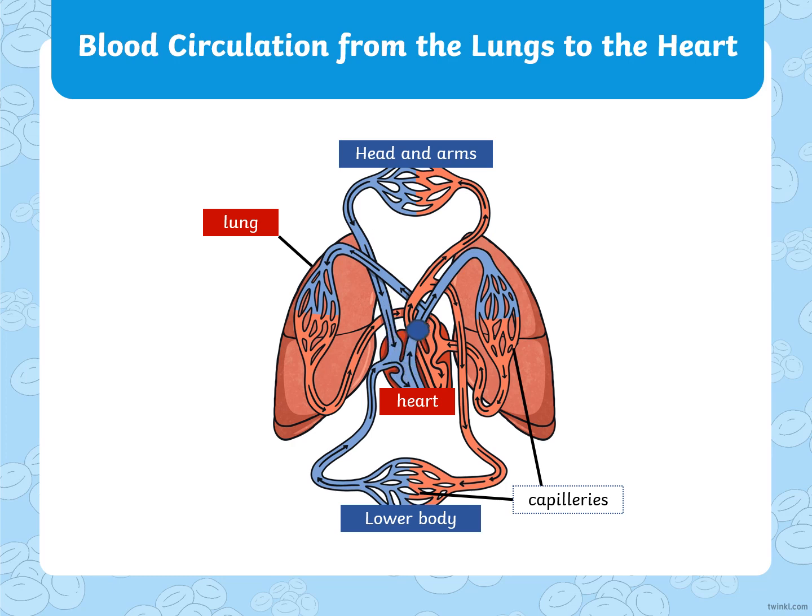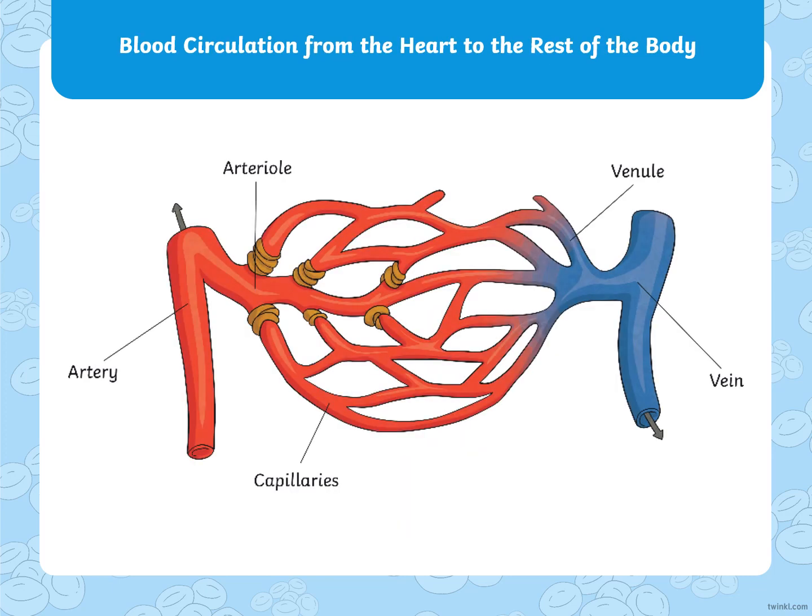This is the shape of the blood circulation from the lungs to the heart. How the blood moves. And also these are the venules, arteries, capillaries, and veins.